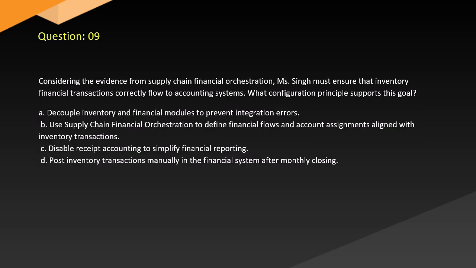Question 9. Considering the evidence from supply chain financial orchestration, ISING must ensure that inventory financial transactions correctly flow to accounting systems. What configuration principle supports this goal? A. Decouple inventory and financial modules to prevent integration errors. B. Use supply chain financial orchestration to define financial flows and account assignments aligned with inventory transactions. C. Disable receipt accounting to simplify financial reporting. D. Post inventory transactions manually in the financial system after monthly closing.